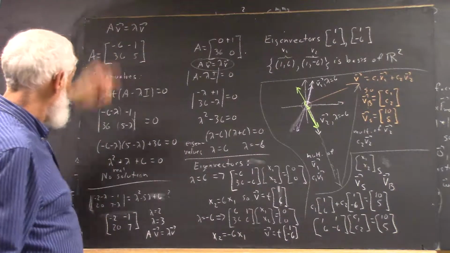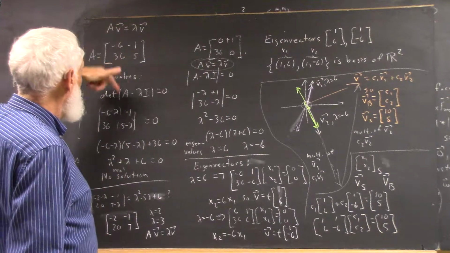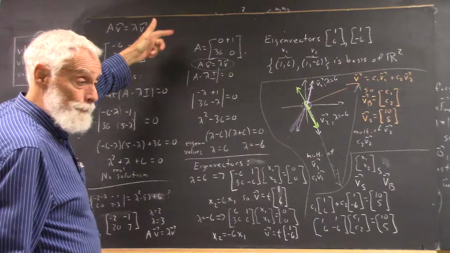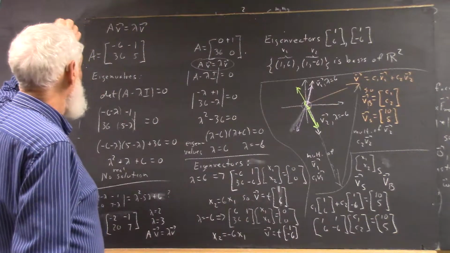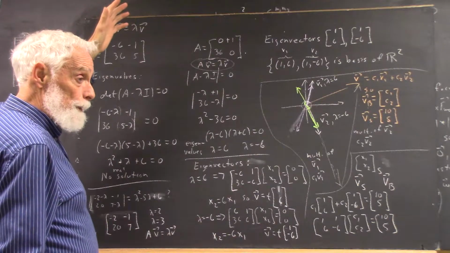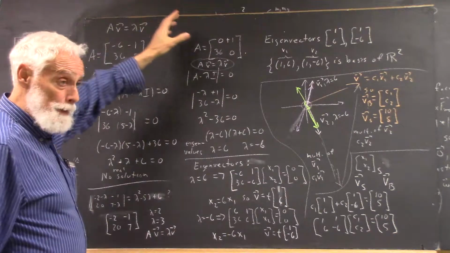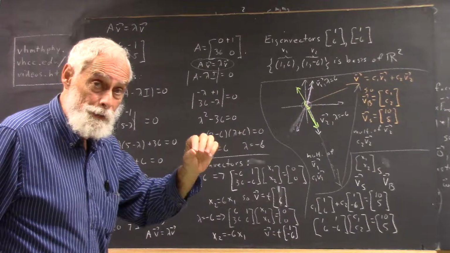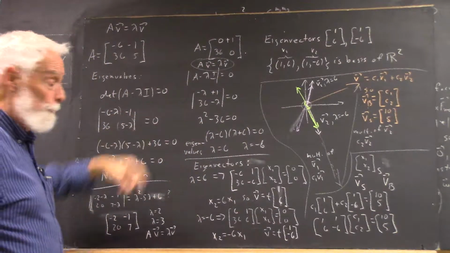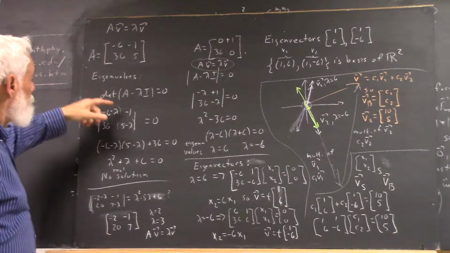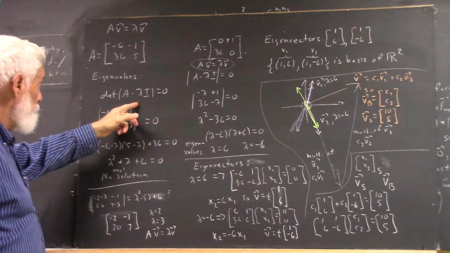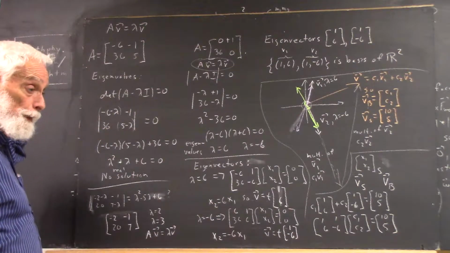By rearranging this equation, it becomes (A minus lambda I)V equals 0. Okay? And it has a non-zero solution if and only if that A minus lambda I matrix is not invertible, meaning that its determinant is 0. So we solve this for lambda. And the solutions are going to be what we call eigenvalues.